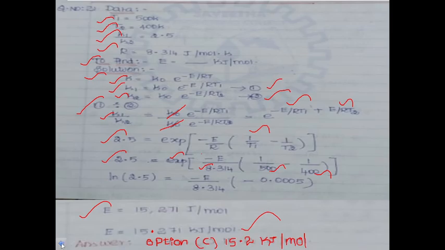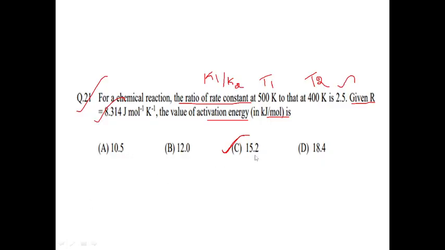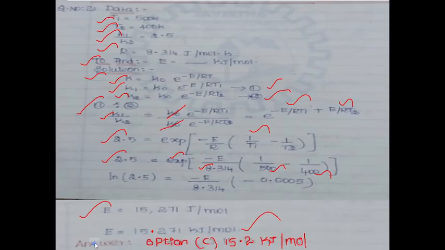Check the answer here. So this is 15.2, the correct option for this question. This is 15.2. Am I clear? So the answer for this question is option C, 15.2 kilojoule per mole.